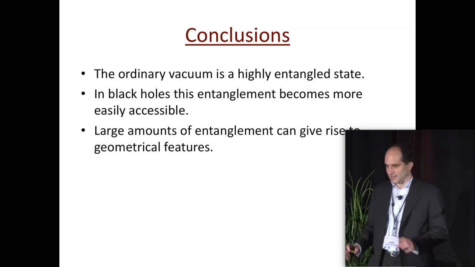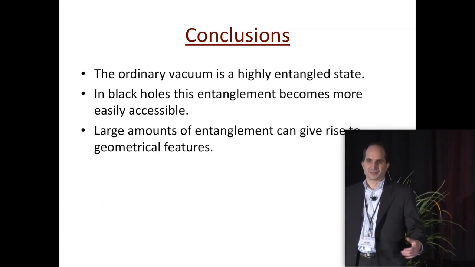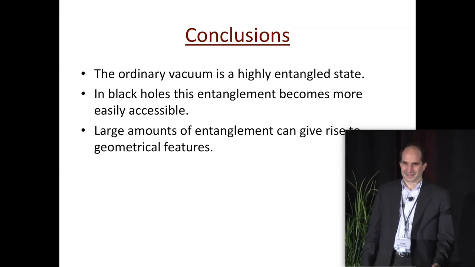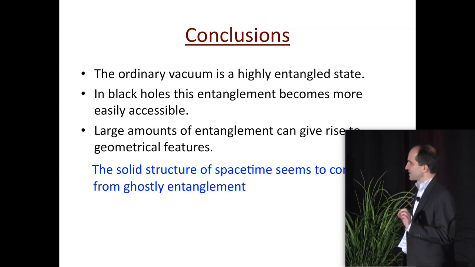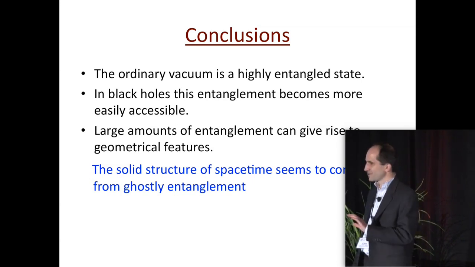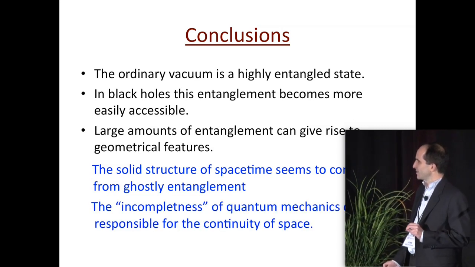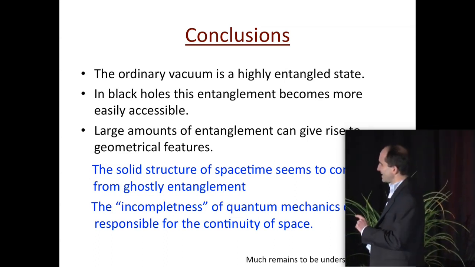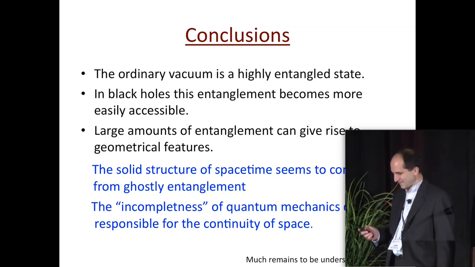And so there seems to be a close connection between the quantum mechanics of entanglement and the appearance of horizons in gravity. This is, I think, a very interesting connection that we'll probably learn a lot about in the next few years. So it seems that the structure of space-time, the solid structure of space-time, which we solidly rely on, might come, in some cases certainly, from the ghostly features of entanglement. The incompleteness of quantum mechanics that EPR were so worried about can be responsible for the continuity of space that ER likes so much. Thank you.